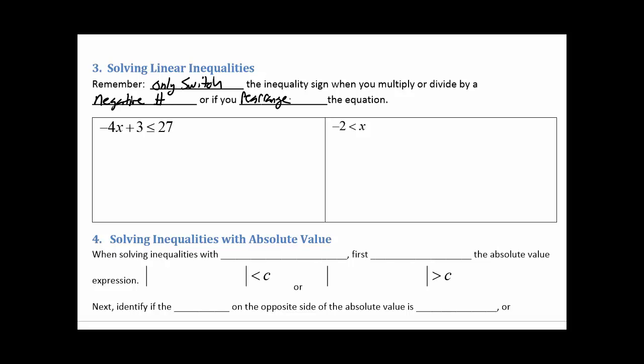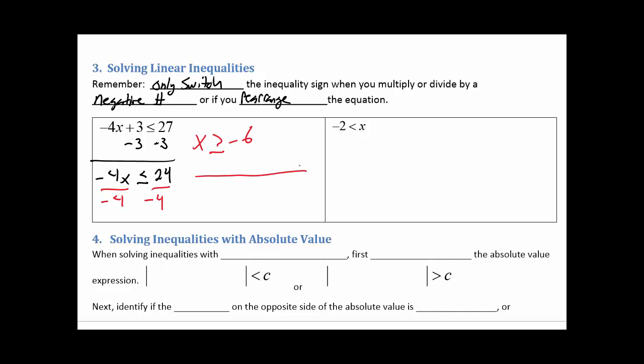And so just to illustrate that, in this particular equation, negative 4x plus 3 is less than or equal to 27. I want to subtract off 3, which does not justify switching the inequality. It's still less than or equal to, this time 24. However, when I divide by negative 4, that's when I want to change the inequality. And so that would give me x is greater than or equal to negative 6.